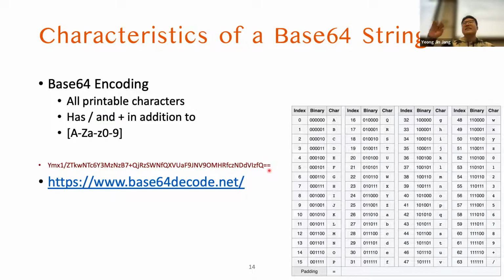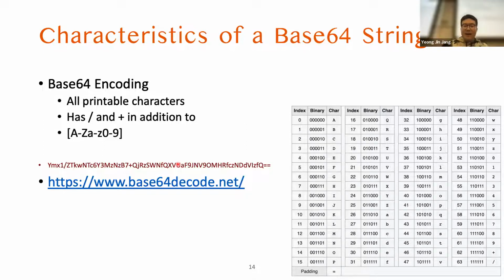The equal sign is appended whenever there's some remaining data, so that not all the data is split into multiples of 6 bits. In that case, we add an equal sign. So the equal sign basically represents padding, or indicates the end of the data. So if you see slash, plus, equal sign, and then all printable English letters and numbers, then you can regard that as a base 64 encoding.